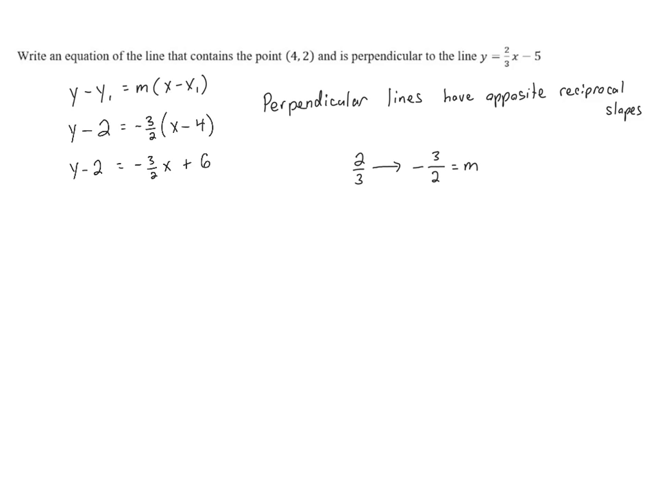And to get y alone, the last thing we need to do is add 2 to both sides. This gives us y equals negative 3/2 x plus 8. And that's the equation of our line.